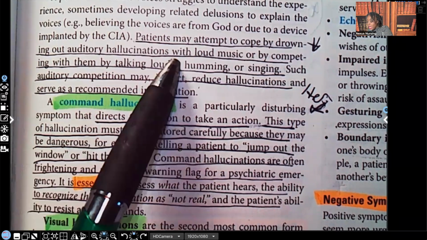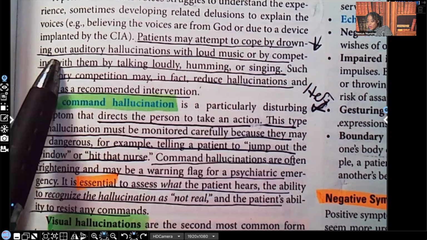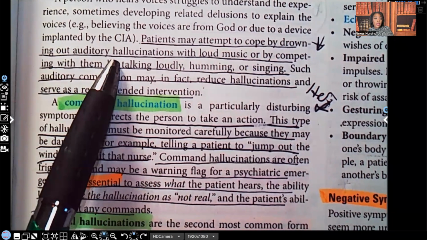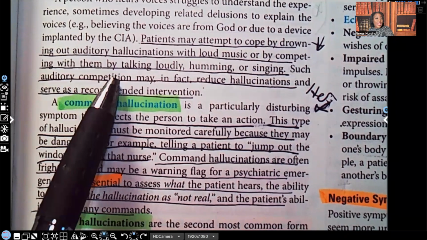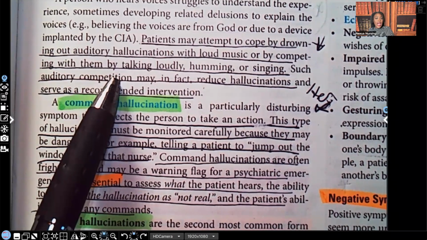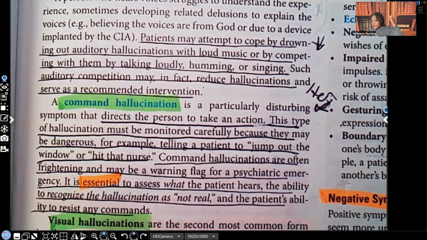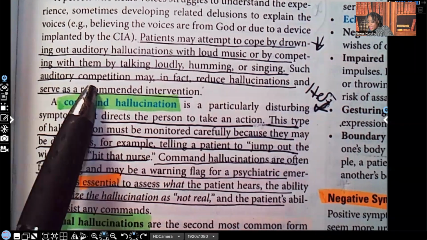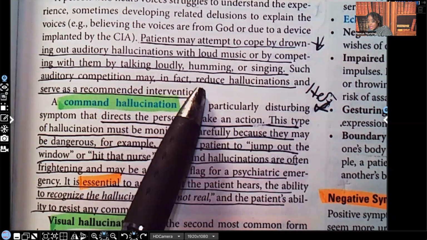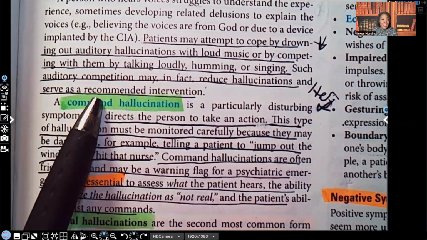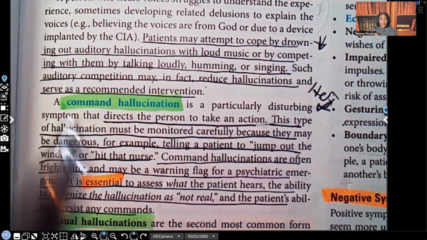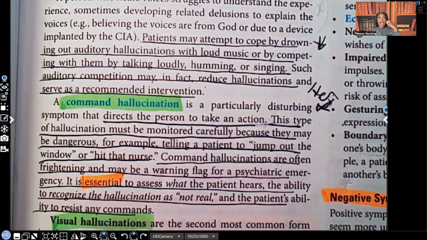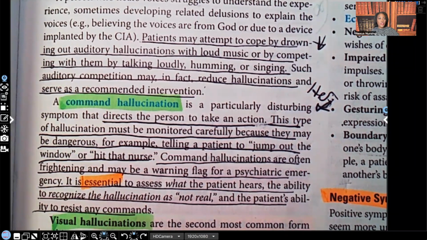All right. Patients may attempt to cope by drowning out auditory hallucinations with loud music, or by competing with them by talking loudly, humming, or singing. They're trying to get rid of those voices, okay? Such auditory competition may in fact reduce hallucinations and serve, look at this, guys, as a recommended intervention. And this is often recommended where that patient's hearing the voices, that they're taught to use something to compete against the voices, such as music that they like to listen to.